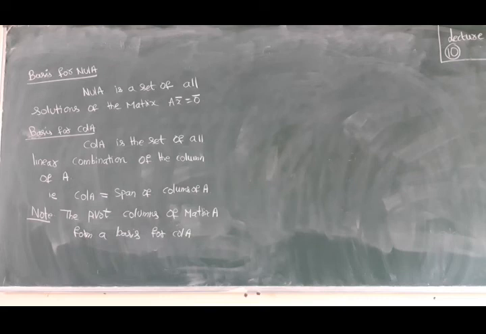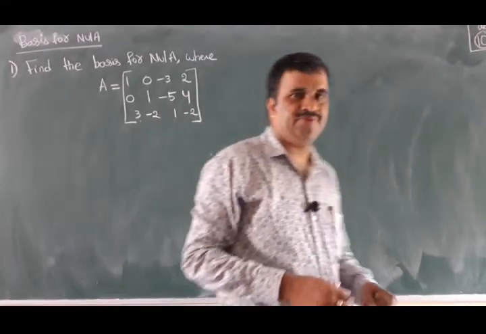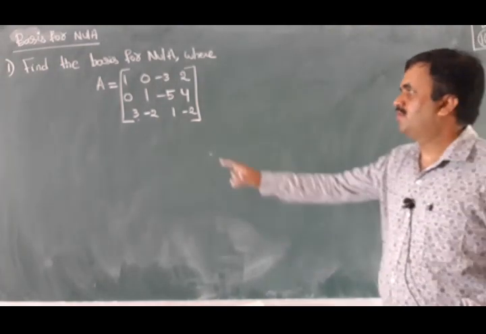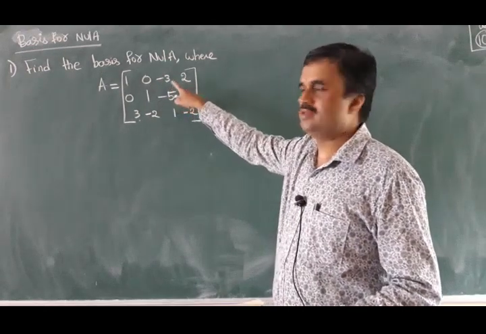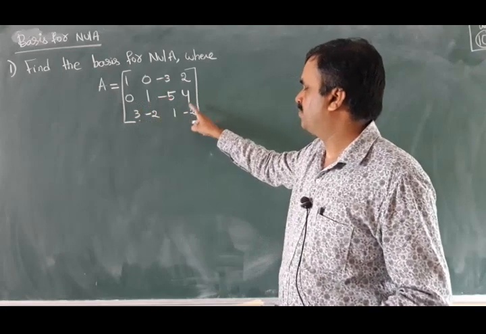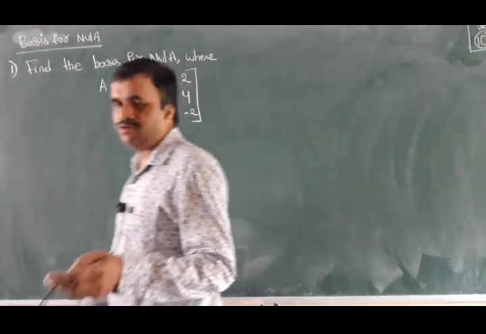Take the question. Basis for null A problem. See the question. Find the basis for null A where A equals 1, 0, minus 3, 2; 0, 1, minus 5, 4; 3, minus 2, 1, minus 2. We have to find basis for null A.